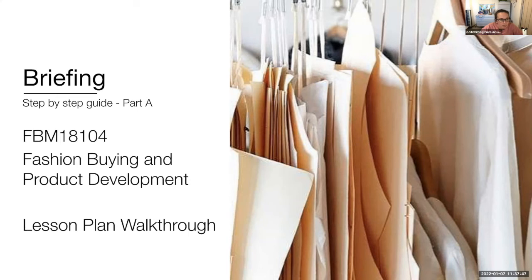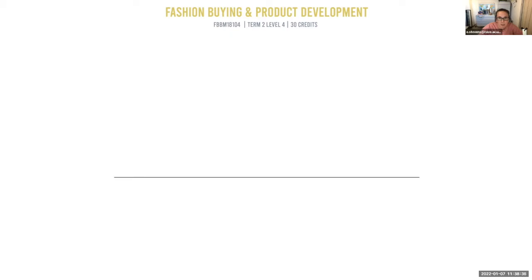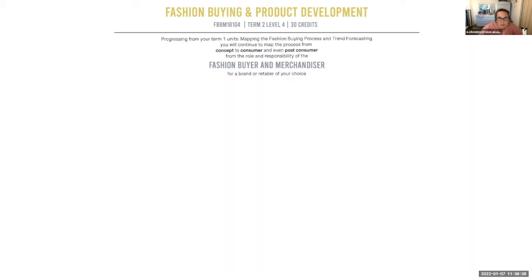So this is my lesson plan walkthrough for the briefing I'm going to be giving for fashion buying and product development. Just to put it in a bit more context, it's the fashion buying and product development unit, which is delivered to our first years in term 2 and is worth 30 credits. It follows on nicely from their previous units in term 1, mapping the fashion buying process and trend forecasting.